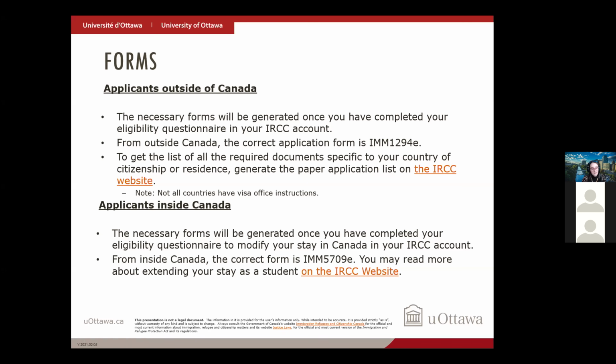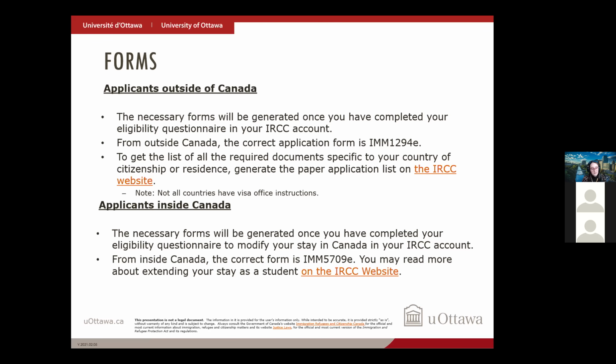If you are inside Canada, basically, once you answer the questionnaire, it'll be not to apply for a study permit, but to modify your stay in Canada. And so the correct form is actually IMM 5709. So it's extending your stay as a student. That's for students who are already here in Canada and have a status. That's the form that they would fill out.